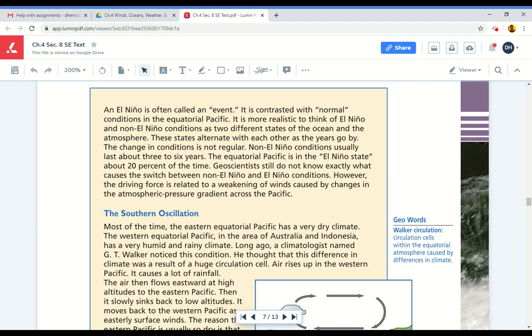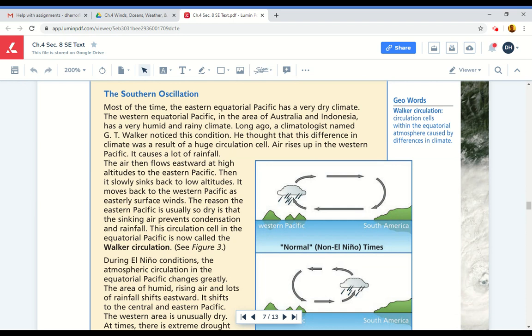The change in conditions is not regular. Non-El Niño conditions usually last about 3 to 6 years. The equatorial Pacific is in the El Niño state about 20% of the time. Geoscientists still do not know exactly what causes the switch between non-El Niño and El Niño conditions. However, the driving force is related to a weakening of winds caused by changes in the atmospheric pressure gradient across the Pacific.